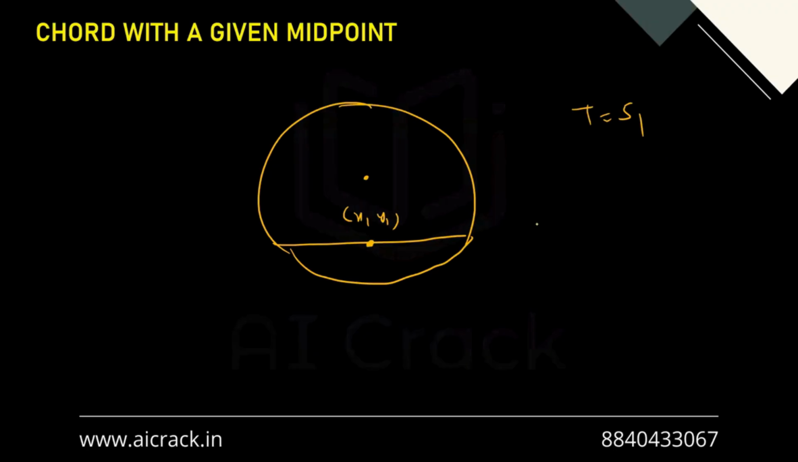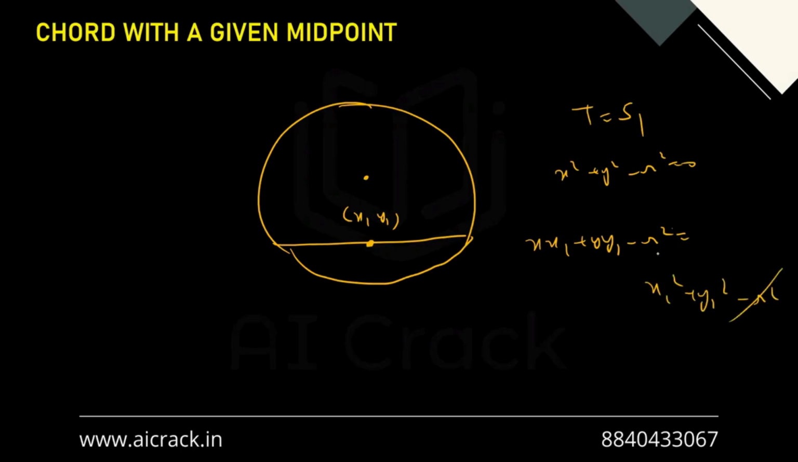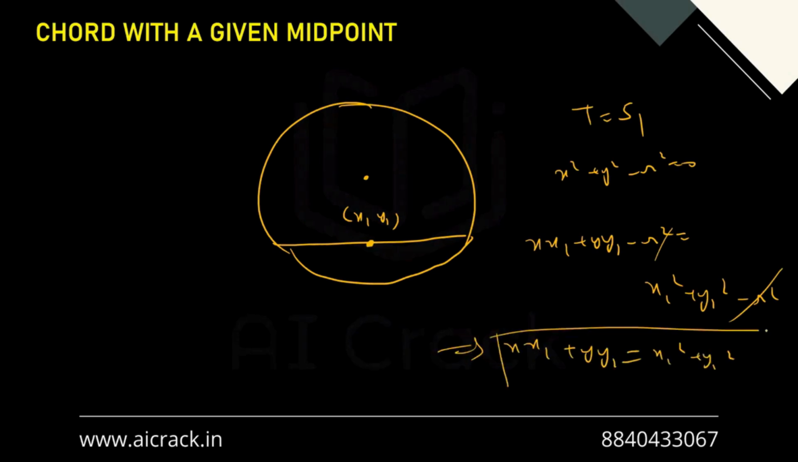S1, you already know, we have to write S1 corresponding to this particular point, and we also have to write T corresponding to this particular point. Let's say this circle is x square plus y square minus r square equals 0. So T would be x x1 plus y y1 minus r square, and that would equal S1. S1 would be x1 square plus y1 square minus r square. This r square gets cancelled out, so we get x x1 plus y y1 equals x1 square plus y1 square.